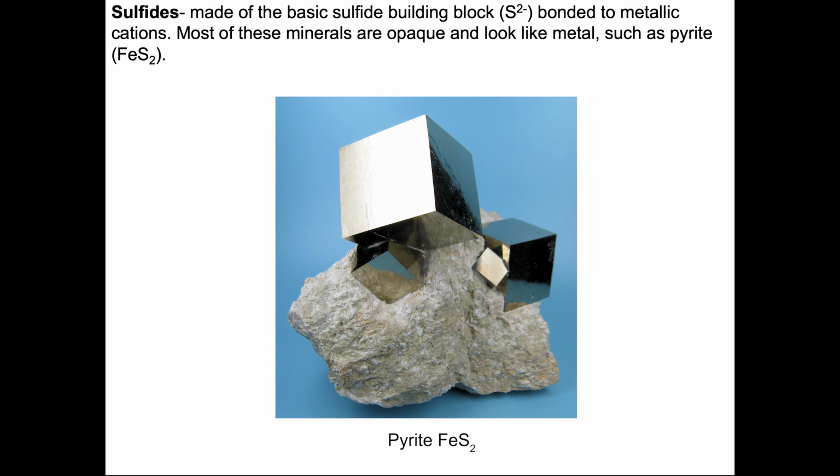Sulfides are made of the basic building block, sulfur 2- bonded to metallic cations. Most of these minerals are opaque. You can't see through them no matter how thin you slice them, and they look like metal. A good example is pyrite. It looks like gold. Now, if you're a geologist, you would say it looks like pyrite. But if you are an old-timey prospector pounding on rocks in the American West 150 years ago, you'd say, I'm rich. All my troubles are over. And then it turns out to be fool's gold.